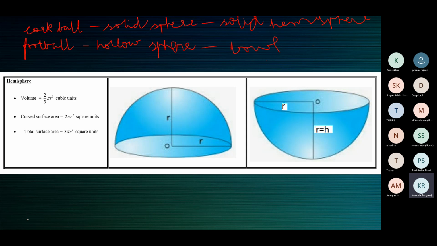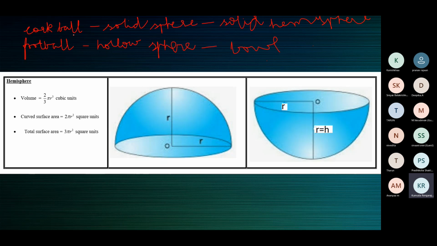All right. So I was telling you about a cork ball and a football. A cork ball, in the inside also, the material is filled. It's a tight one. There is no air inside. A cork ball is an example of a solid sphere because in the inside also there is no air. It's filled with that material inside.